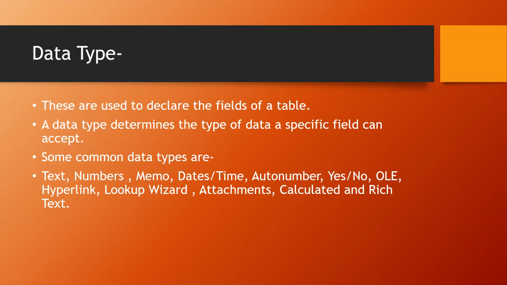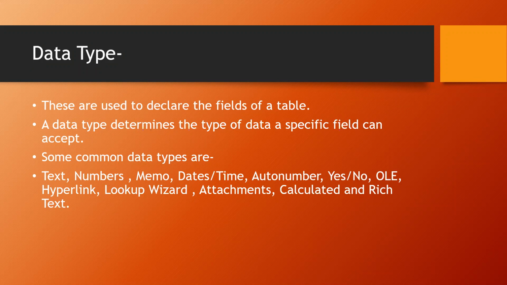Calculated will be used when there are fields that need to be calculated, like if I have to take out the sum, the average or the pass percentage, anything, then that will be calculated. And the last is rich text. Rich text is the combination of text and numbers that can be formatted using colors and fonts, like different font controls, font faces, where you are putting styles into your data. That is known as your rich text.